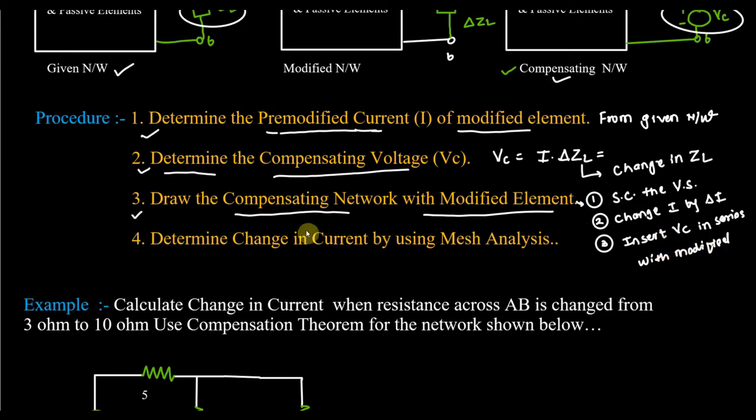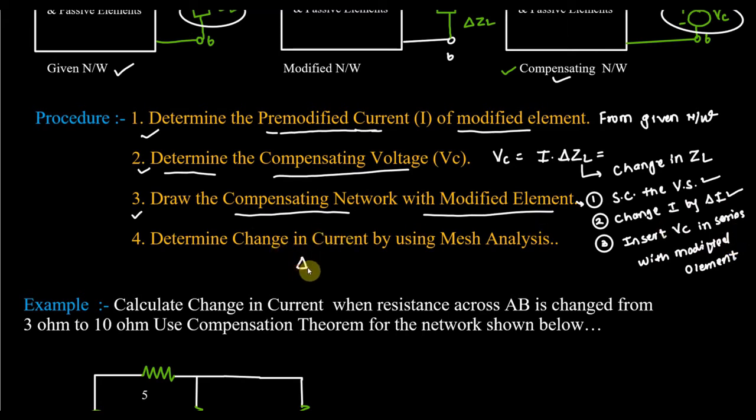Fine. So when you draw the compensating network, you have to do these three steps. First, short circuit the voltage source. Second, replace the I by delta I. And third, insert the VC in series with the modified element. In that way, the compensating network is done. And the last thing: determine the change in current.